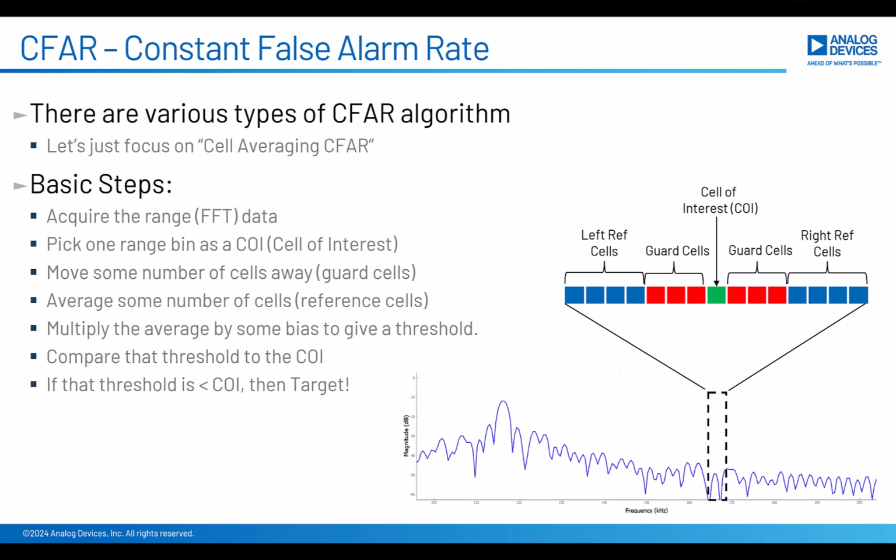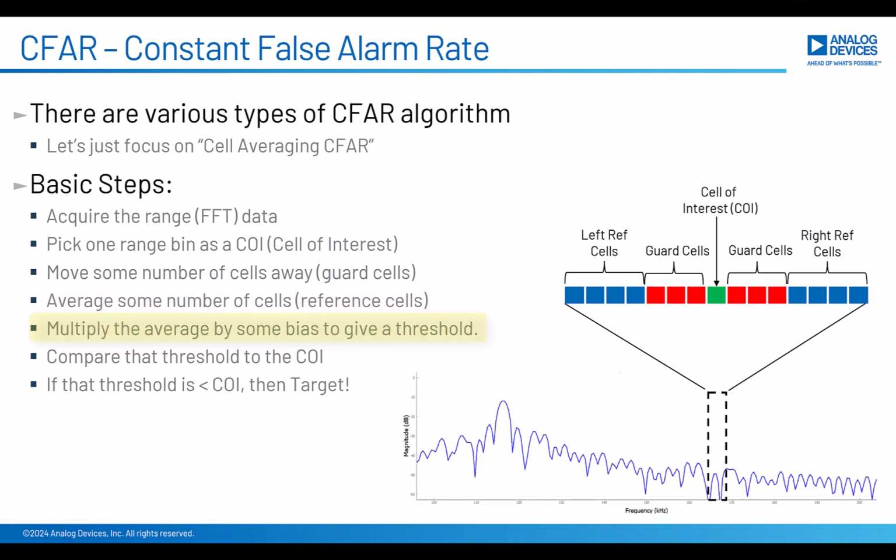Okay, so this CFAR technique is very popular and very widely used today. There's actually several different types of CFAR algorithms, but let's just focus on one called cell averaging CFAR. So cell averaging is going to be like taking a running average across all of our range bins. The basic steps for this algorithm are: acquire the data and process the FFT, pick one of those FFT range bins as your cell of interest, then move some number of cells away, we call those the guard cells. Then average some number of cells, we call those the reference cells.